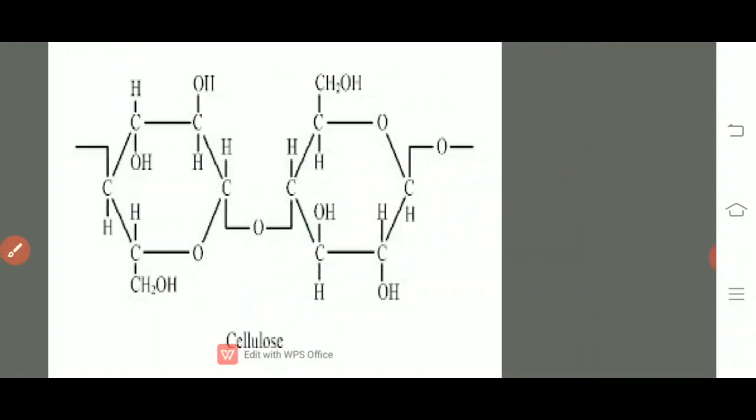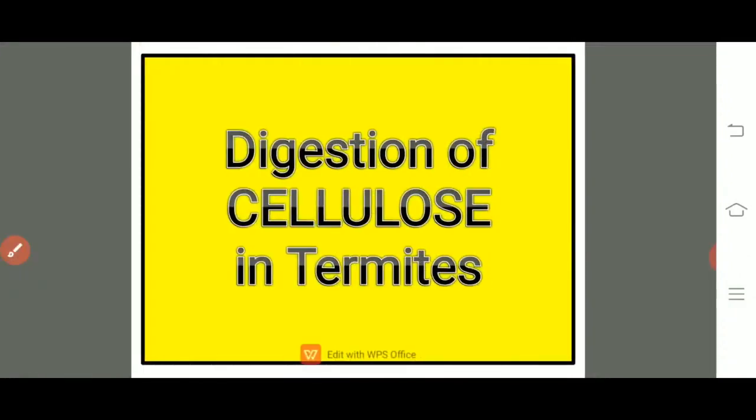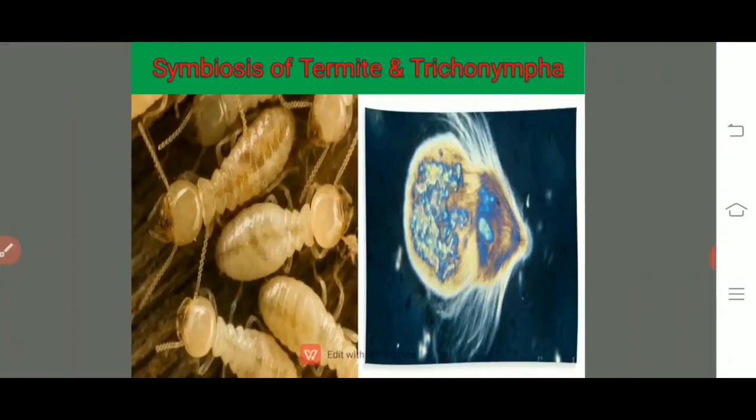Now we will see the digestion of cellulose in termites. What are termites? They are invertebrates, belonging to the phylum Arthropoda and class Insecta. Here there is a symbiosis between termites and Trichonympha. Termite is a white ant which feeds upon wood, wooden furniture and wooden material. By eating all these, they may cause great loss and damage to equipment, and they feed upon the cellulose, but they are unable to synthesize the cellulase enzyme.